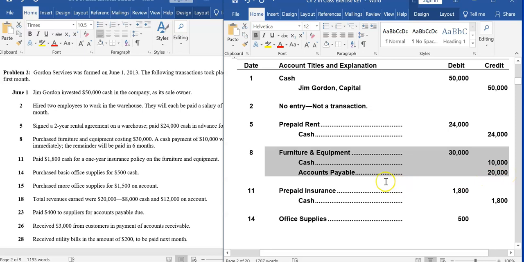Okay, so this is what we call a compound journal entry. There's more than one debit or more than one credit.